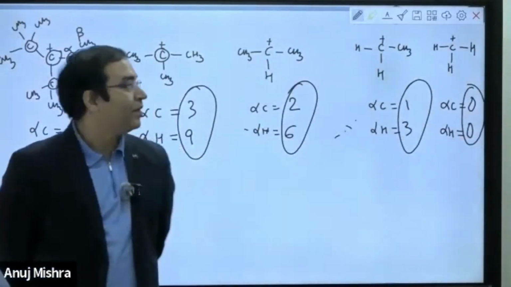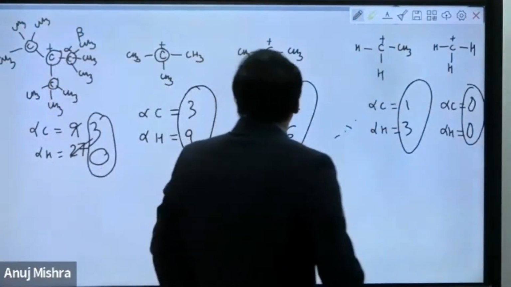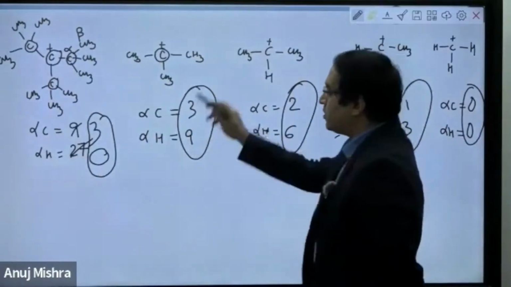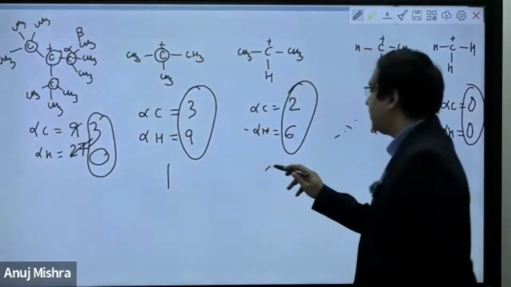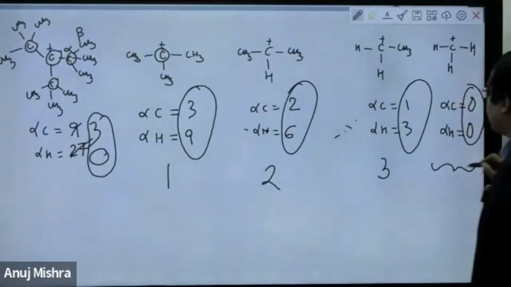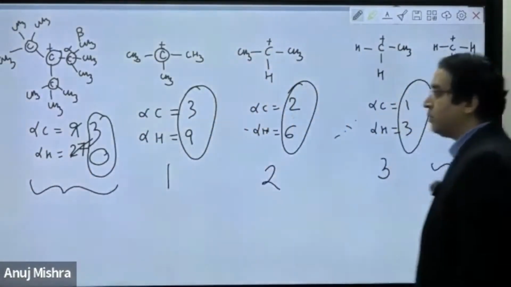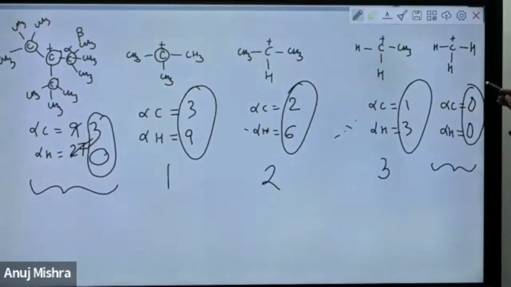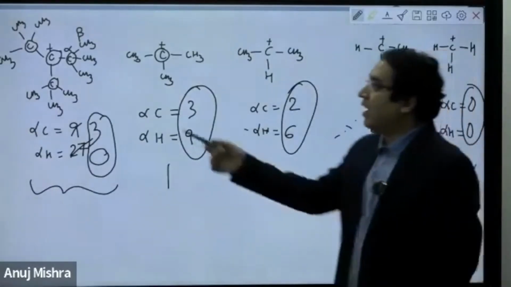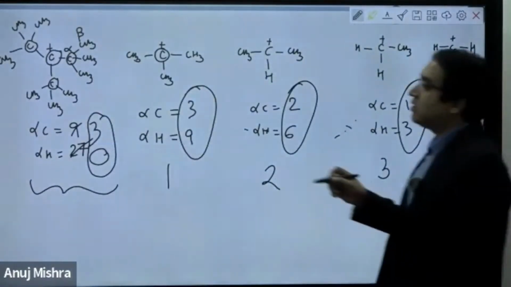Chalo, let's start then. So if you see, the one which is having maximum number of alpha hydrogen will be the most stable. Then second, then third, then both are zero. So they will be fighting for fourth placement. Now, which is worse? This one is bad or this one is bad? How do you decide? Now, this is very bad structure.